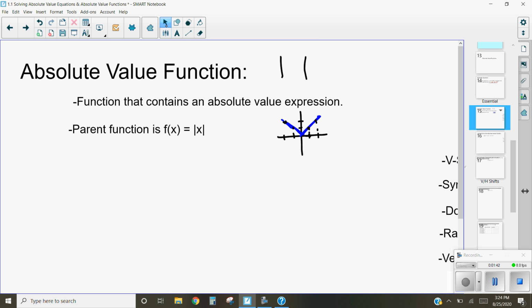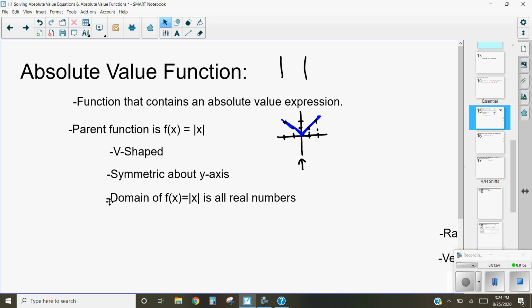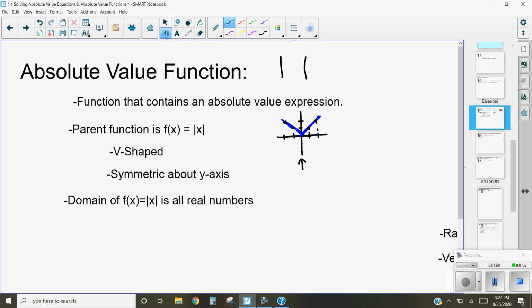You can tell that this function is V-shaped. It is symmetrical about our y-axis. Again, a quick reminder, this here is the y-axis. And there are some interesting facts about it. We will be focusing a lot on the domain and range. So remember that our domain is the possible x values, and those possible x values for this function are all real numbers.